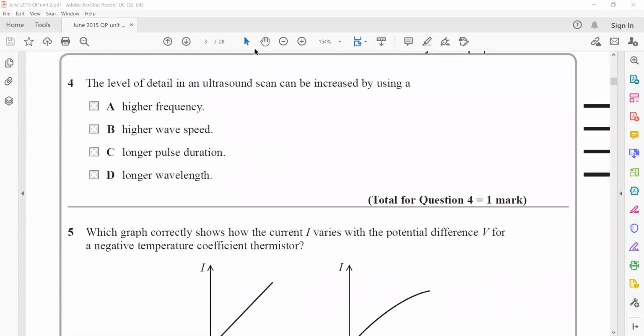The level of detail in an ultrasound scan can be increased. So how can we increase the level of detail? We should use a shorter pulse, and how can we use a shorter pulse? By increasing the frequency, which reduces the wavelength. So higher frequency will give us a more detailed image because it will have a shorter wavelength.